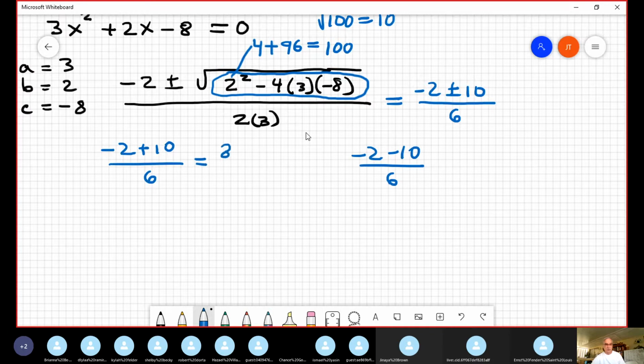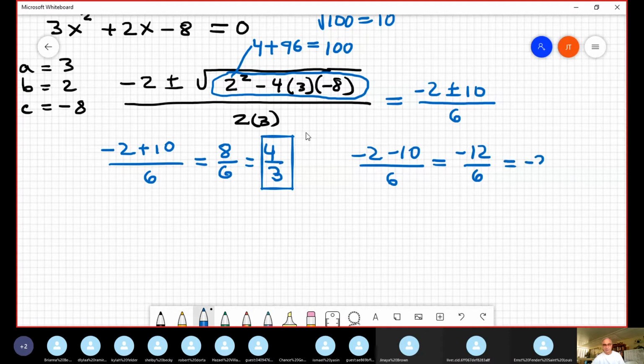This is 8 over 6. We can simplify because it's an even number: divided by 2 is 4, divided by 2 is 3. Good. This is my first solution, 4 over 3. My second solution is minus 12 over 6, which is negative 2. And the solution set for this equation is, doesn't matter the order, 4 over 3 and negative 2.